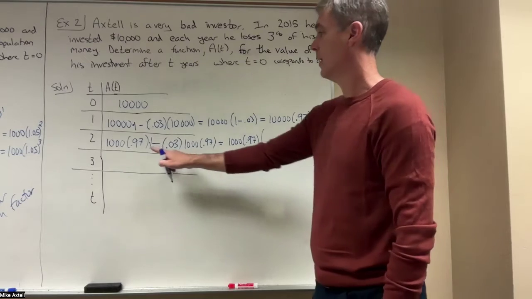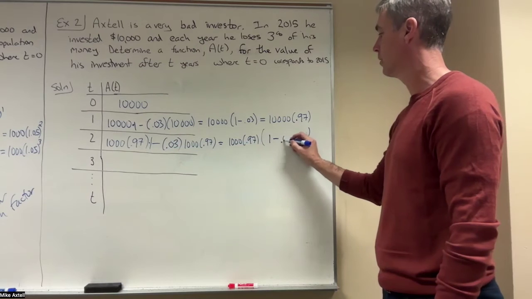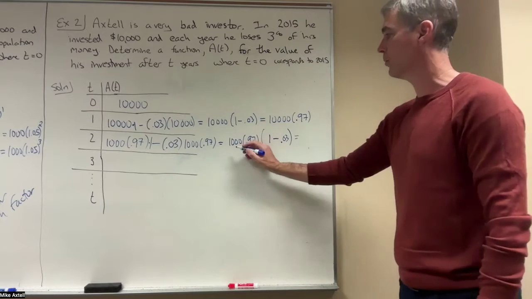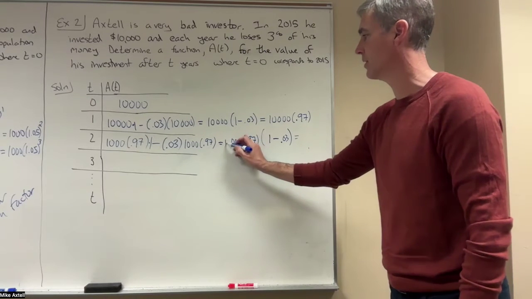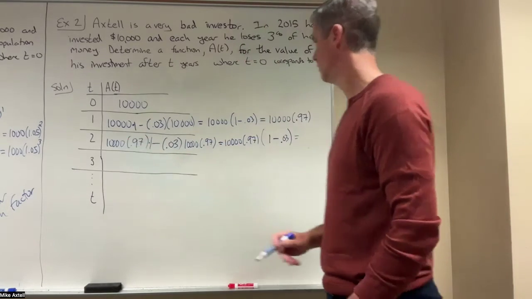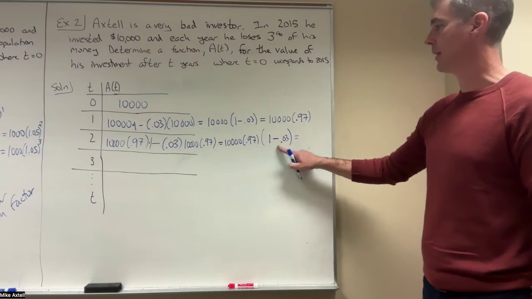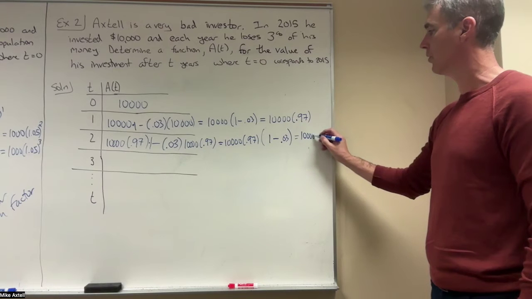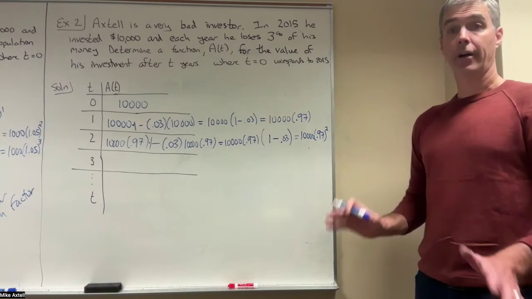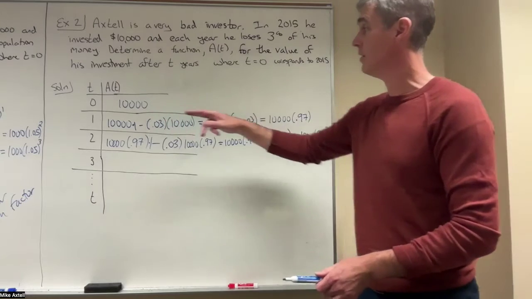And when I do that, I've got a 1 minus 0.03. So it looks like I've got, oops, not 1,000. That's 10,000, isn't it? 10,000. Squeeze an extra 0 in there. Ooh, my bad. All right, so it looks like I've got 10,000 times 0.97 times 0.97, or 10,000 times 0.97 squared.